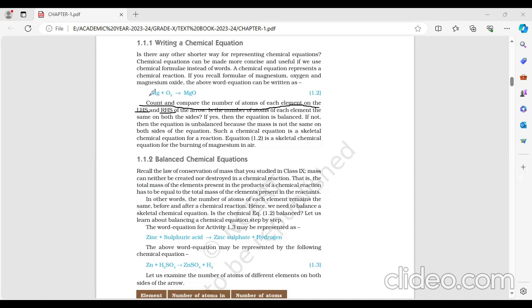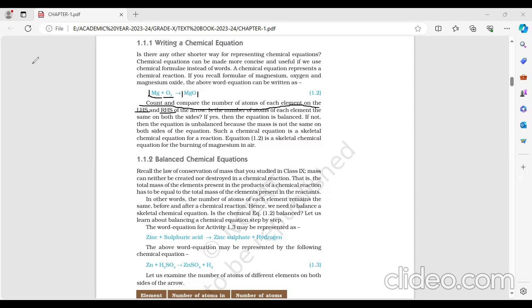So count the left hand side atoms. How many magnesium atoms do we have? One atom. Oxygen, how many atoms? Two atoms. Now you compare the right side. Magnesium, how many atoms? One atom. What about oxygen? Oxygen also, you have one. So is it balanced? No, it is not balanced.